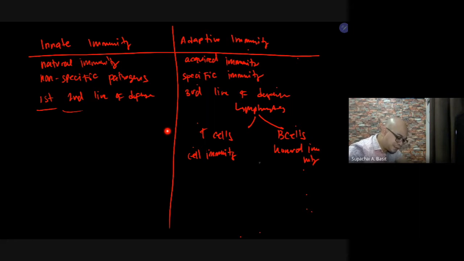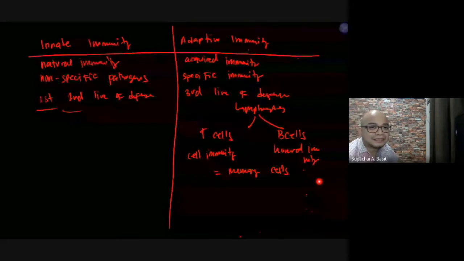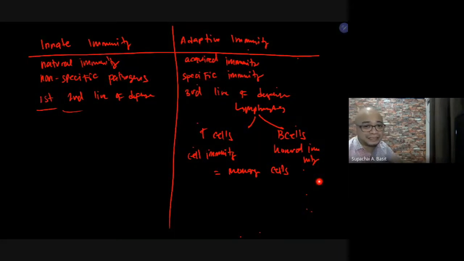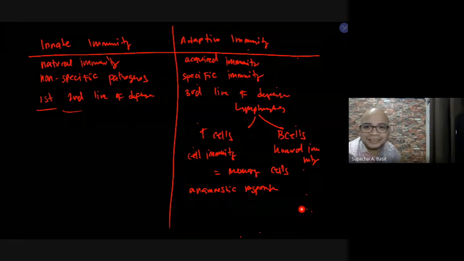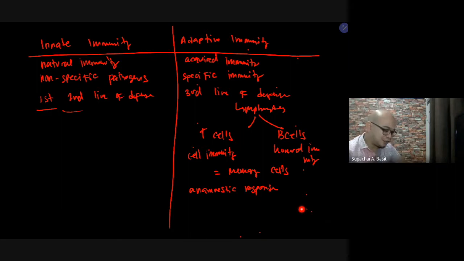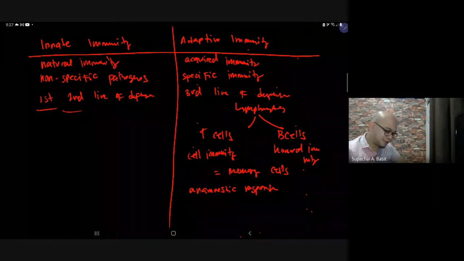Okay? Both of them can actually produce a certain type of memory cells. And since they can produce certain types of memory cells, adaptive immunity, therefore, can participate in an amnestic response. Okay? So for today's meeting, however, we will be discussing the different types of innate immunity or the natural immunity.